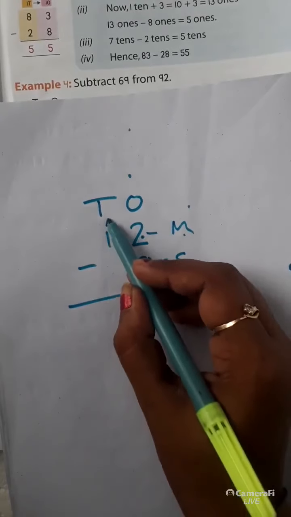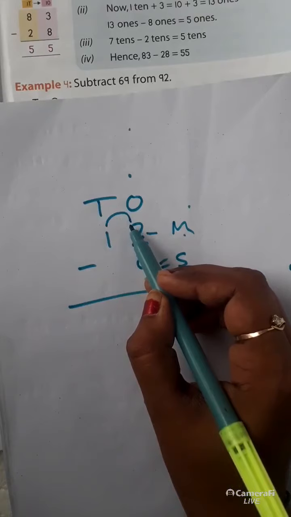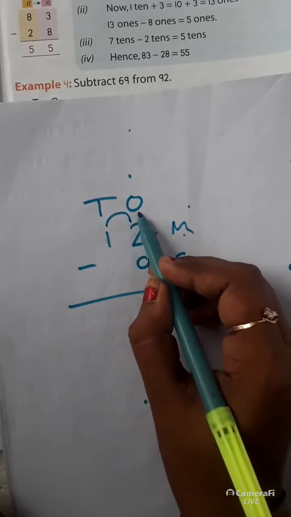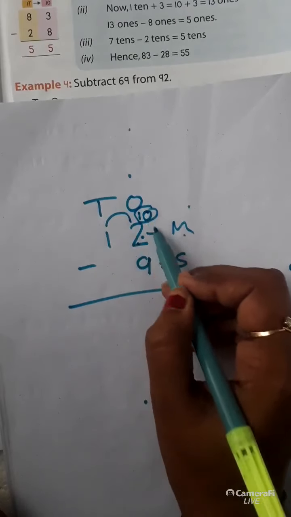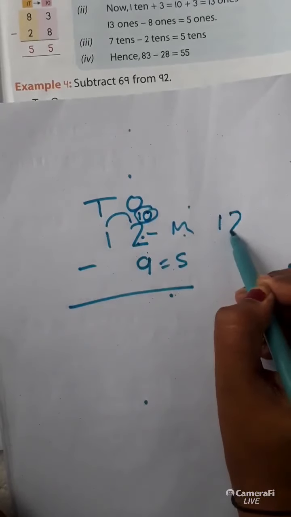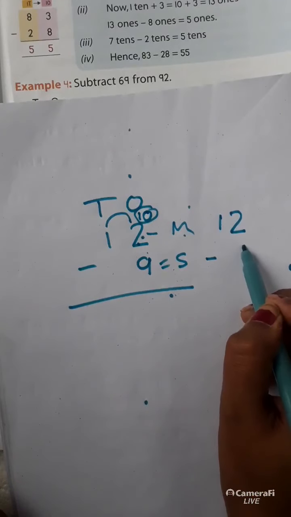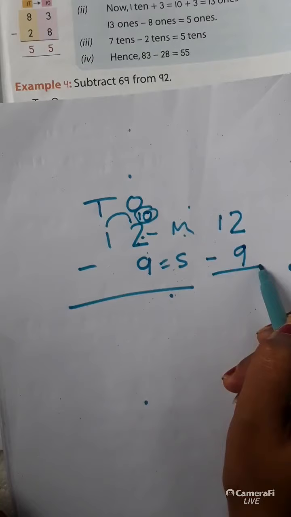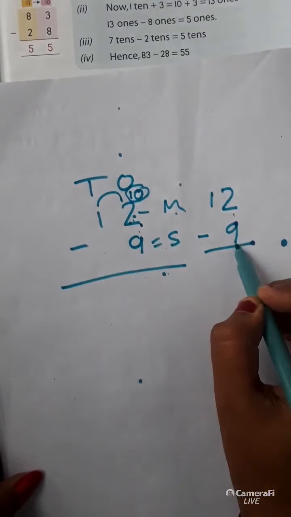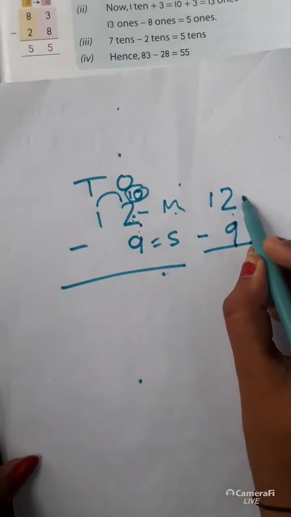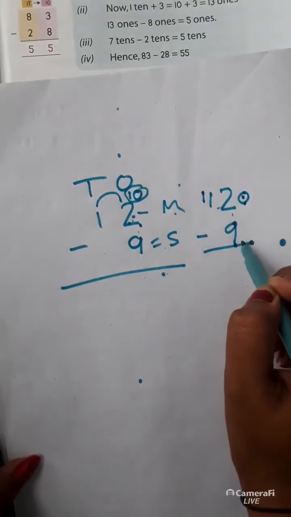So I have to take 10. I have to take 10 from the tens place. So here I have borrowed 10. So 2 plus 10, now it will be 12. 12 minus 9, because 10 plus 2 is 12. Okay, so 12 minus 9, it is 12, not tens, it is the ones. 12 ones minus 9 ones.